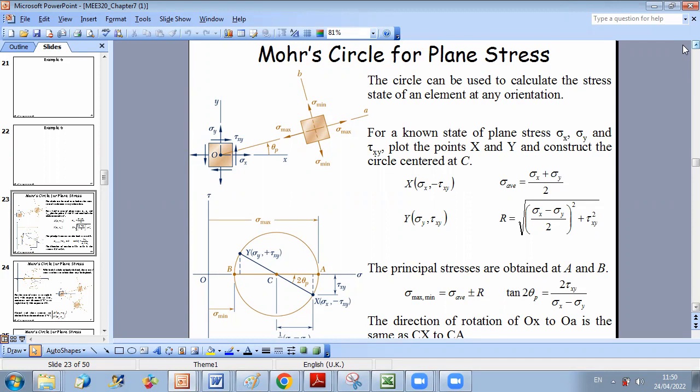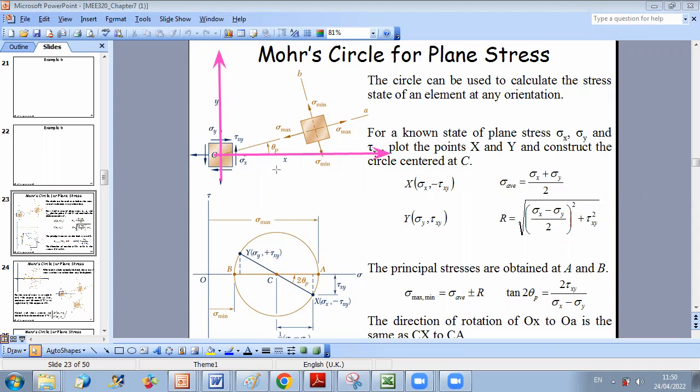If you are interested in getting the state of stress in any other direction relative to XY, what we should do is the following. The Mohr circle is a circle used to calculate the state of stress of an element at any orientation if we know the state of stress in frame XY. So we are still dealing with 2D plane stress.